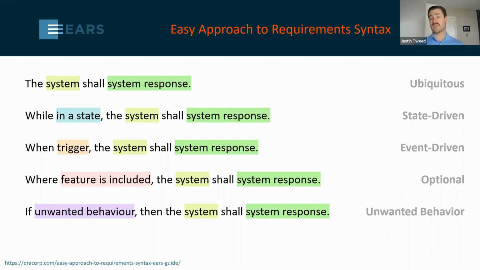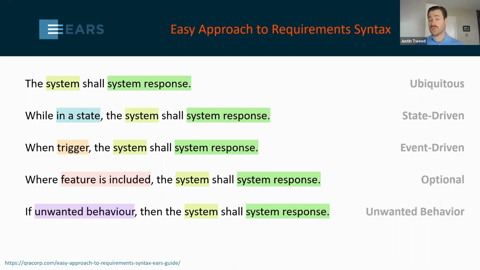State-driven requirements are active throughout the time a defined state remains true. Looking at this, easily identified by a while statement with the specific state being the precondition, then the system, shall, system response. Event-driven requirements require a response only when an event is detected at the system boundary. So this is clearly identified by the when statement. Your trigger statement would follow, trigger statement of your choice, of course. And then again, the system, shall, imperative of your choice, system response.